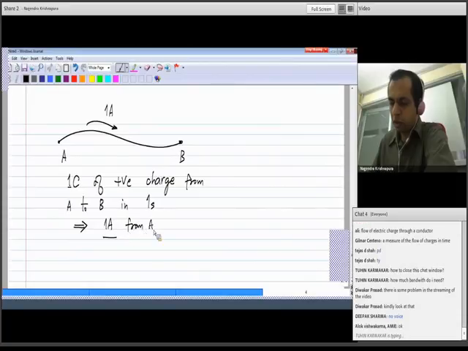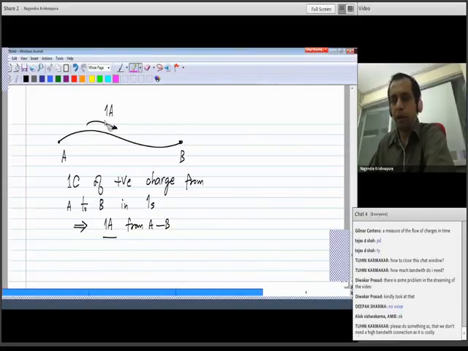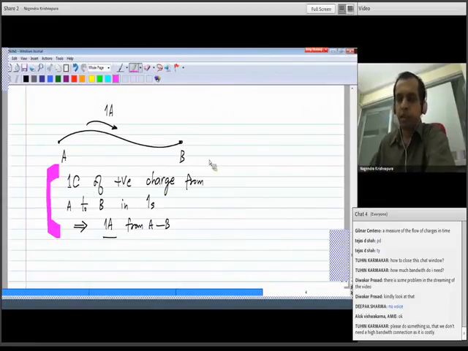So here I have shown a wire from A to B, and I draw an arrow from A towards B, and I have marked 1 ampere, and that's what this means. Okay, 1 coulomb of positive charge flowing this way. Now I could also show the exact same situation.